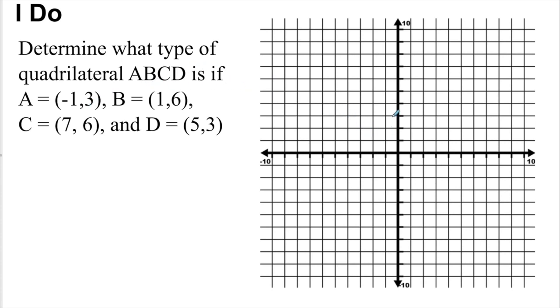So the first thing you always want to do, especially when you're given points in an empty graph, and I'm going to do this in blue, is you want to graph the points. Okay, so here's A. 1, 2, 3, 4, 5, 6. (1, 6). 7. 1, 2, 3, 4, 5, 6. And 5. 1, 2, 3, 4, 5. 1, 2, 3. Okay, so here's B, C, D. Okay, let's connect them. Okay.